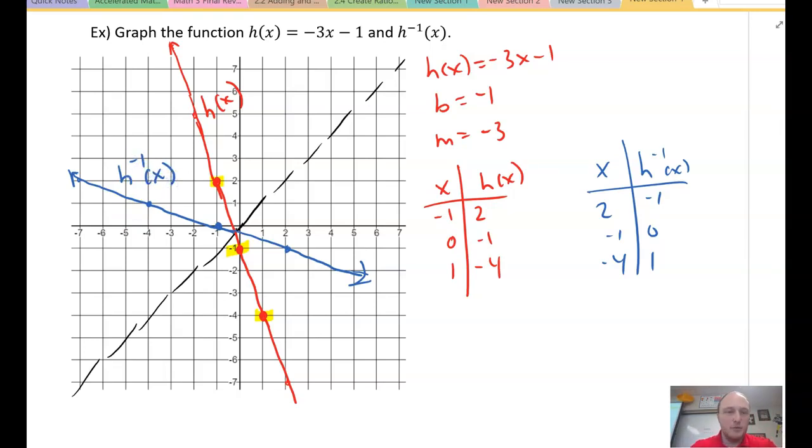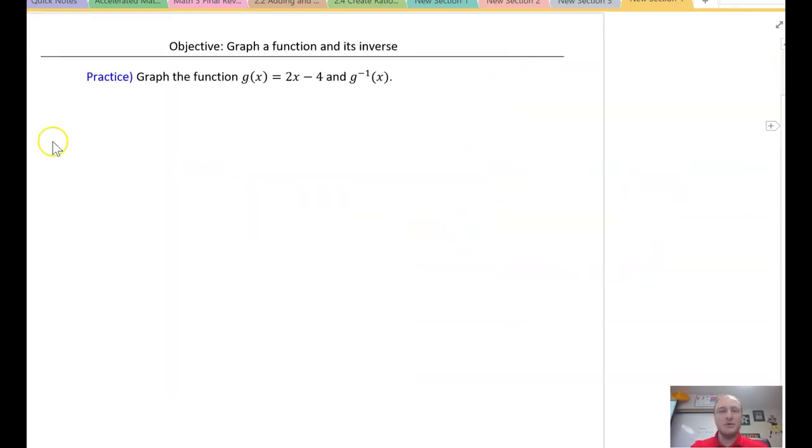Step 4, do they intersect on the line y equals x? Well, they intersect right here, which happens to be on the line y equals x. That makes sense. So there you have it. Those are 2 examples of graphing linear functions and then their inverse. Just switch x and y. Super, super simple.